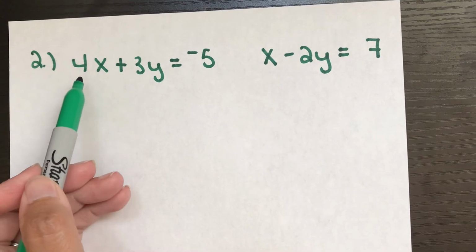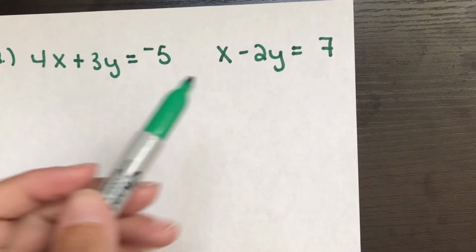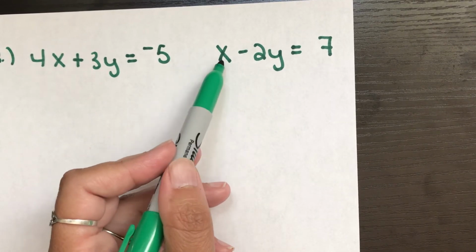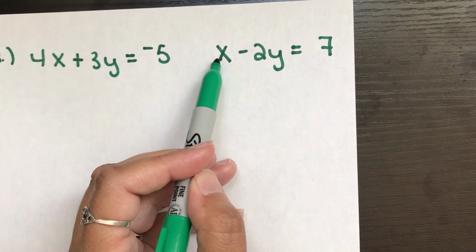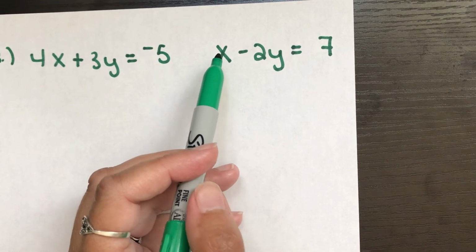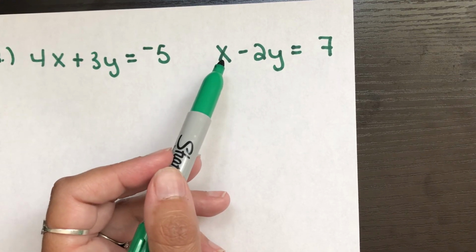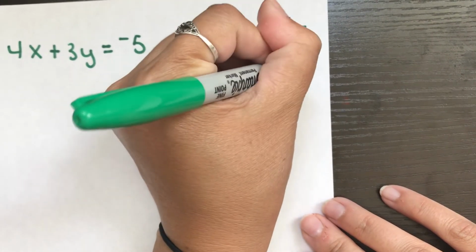Now when I look over here, I see a 4 and a 3. This equation, not much I can do with it. When I look over here, I see a 1 and a negative 2. Perfect, because even though there's not a variable alone in either of these, there's a 1 right here in front of the x. So my job is to get x alone. If I can get the x with the 1 isolated, I can use substitution. I am going to add 2y to both sides.